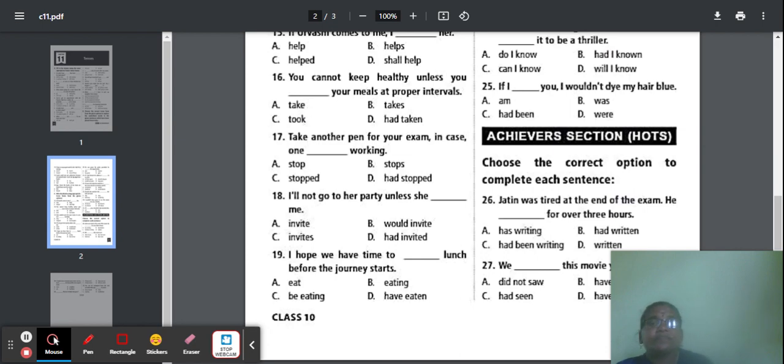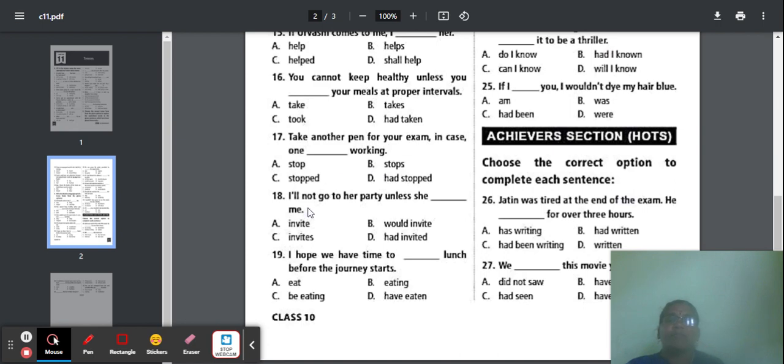So next, take another pen for your exam in case one dash working. So here it is mentioned, isn't it? He, she, it. Pen means it. So one stops working. So this is also a present tense sentence. So one stops working. The answer will be B, my dear.